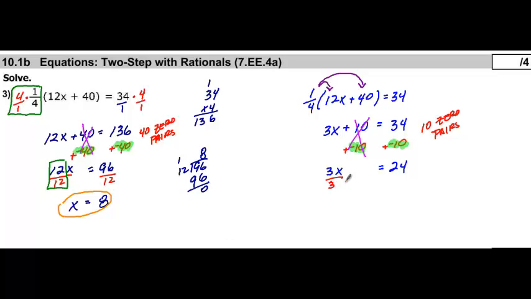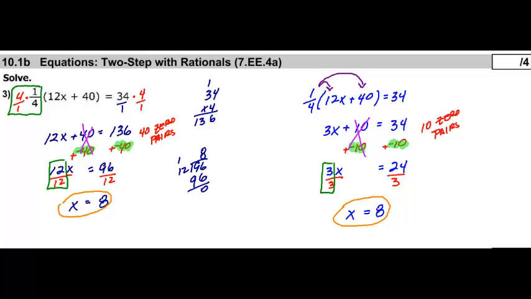And when we divide by the coefficient, we get a big 1 on this side, meaning that we have x left over. Here we have 24 divided by 3 is 8. And once again, x is 8.